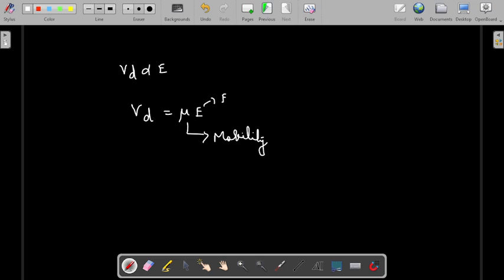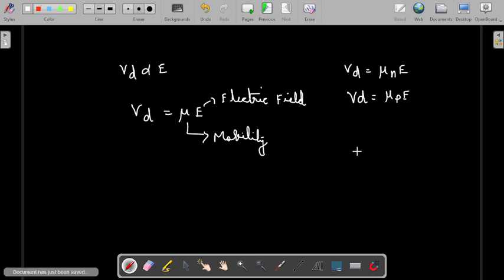So v_d equals mu times E. Based on N type or P type, which we will discuss when we go into doping of the material, if it's N type it is mu_n E, and if it's P type it is mu_p E. As I said, this is a varying parameter based on different things. Drift and diffusion are two terms. We have seen drift now, where mobility is the constant. While discussing diffusion, I will let you know what the constant is there.